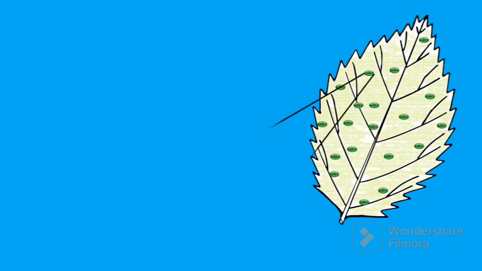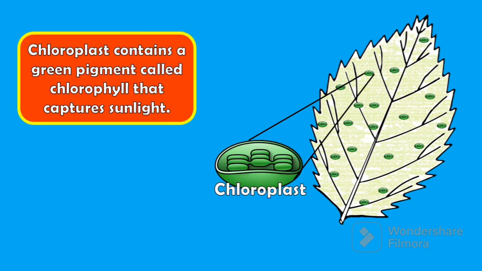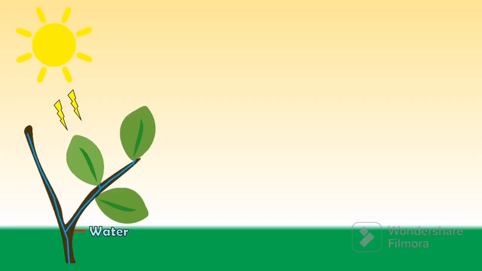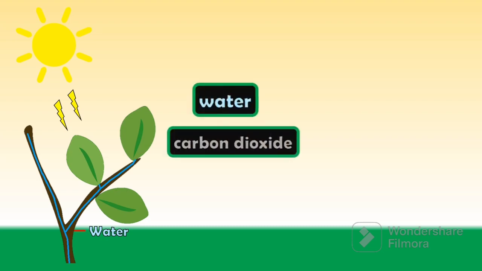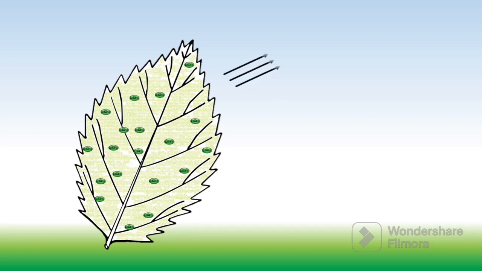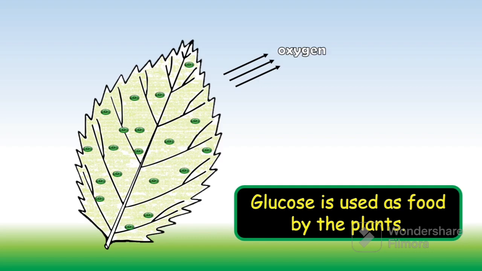Leaf cells contain small compartments called chloroplasts. Chloroplast contains a green pigment called chlorophyll that captures sunlight. Also, chloroplasts are the site of photosynthesis in a plant cell. Chloroplast combines water and carbon dioxide in the presence of sunlight to produce oxygen and sugar in the form of glucose. Oxygen is released into the air through stomata. Glucose is used as food by the plant.